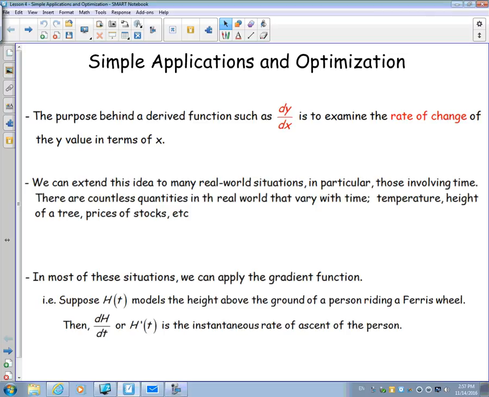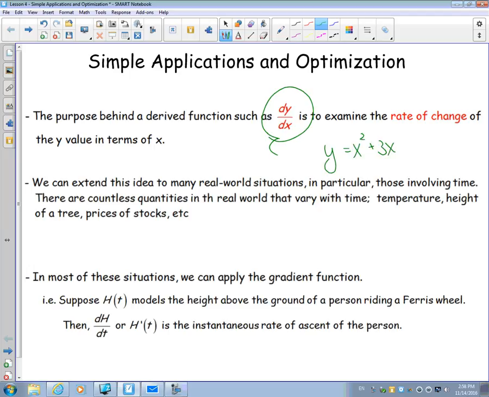In this lesson, we're going to take some of the ideas we looked at when we started analyzing functions and extend them to more practical situations, where we want to optimize, to find the best solution to a problem. But really, an optimal solution is the highest or the lowest point in your model. So when we're creating derivatives, we're creating rates of change in our models. We can apply that to many real-world situations, not just an equation y equals x squared plus 3x. What if we have a real situation based on height or temperature or money or things like that?